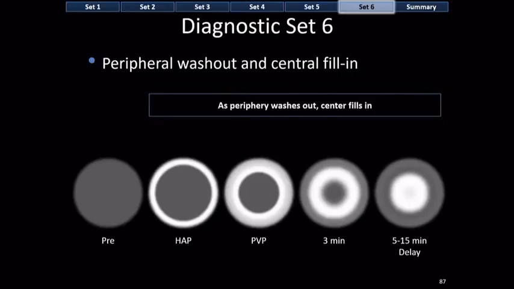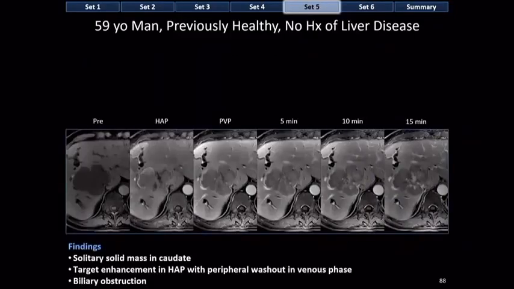Why is the center filling in so slowly? Either because the center is ischemic, or fibrotic, or both. So this is what I mean by peripheral washout and central fill-in. So here is our prototypical case, 59-year-old man, previously healthy, no history of liver disease.